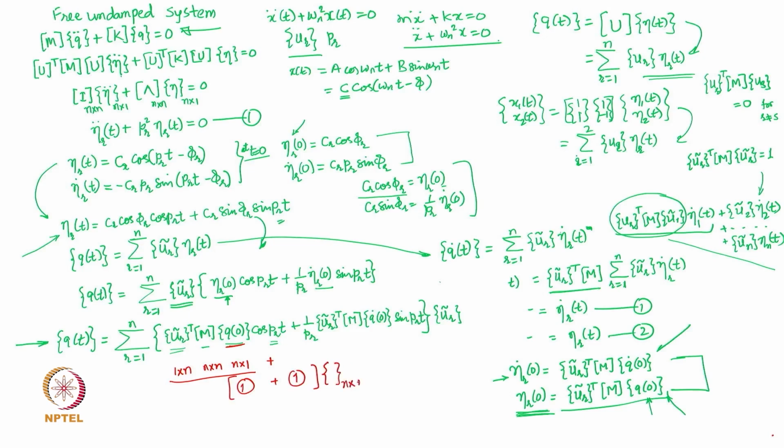An n cross 1 vector. Okay, and on the left hand side what do you have? An n cross 1 response vector to be obtained. So everything works out here perfectly fine. Now the nice thing here is that whether you are talking of a 2 degree of freedom system or a 100 degree of freedom system or 20,000 degrees of freedom, the process is exactly the same.